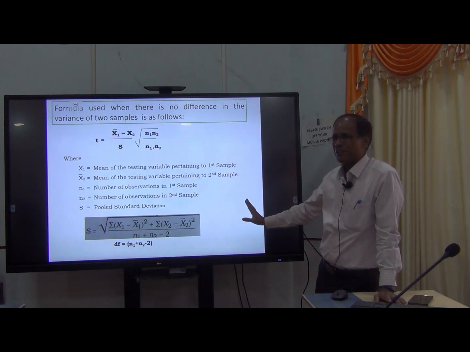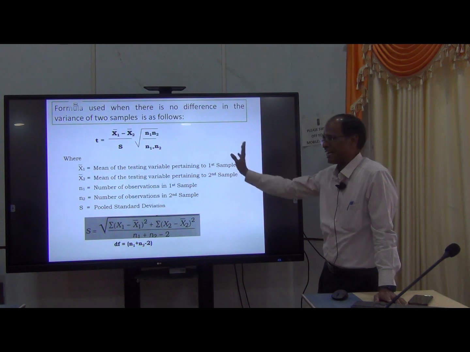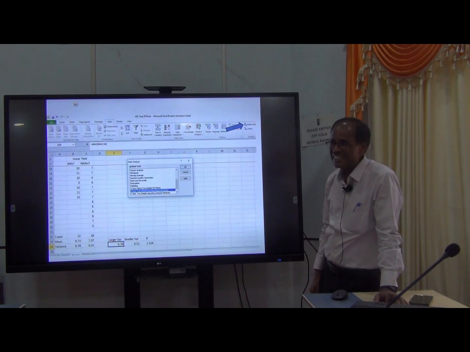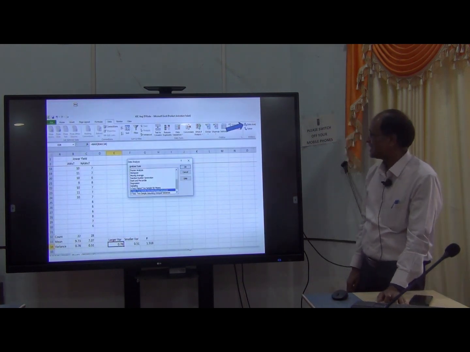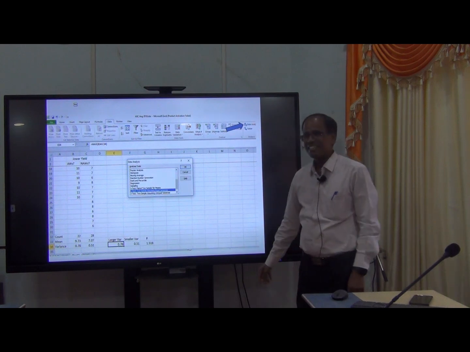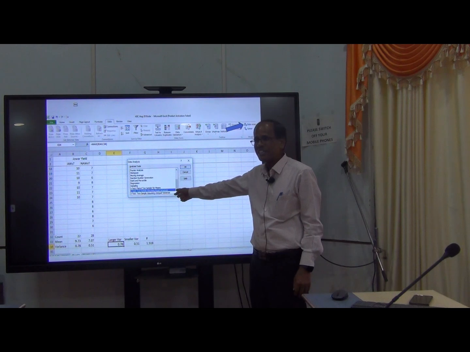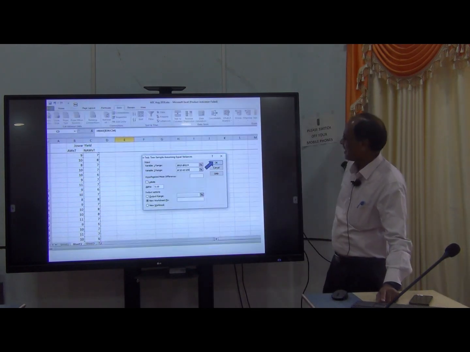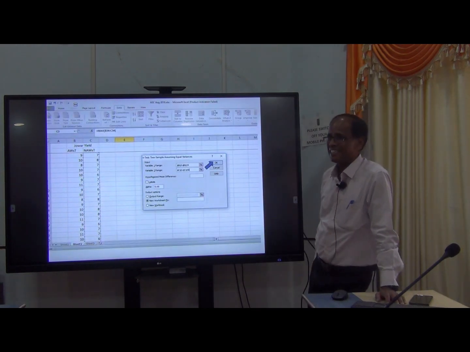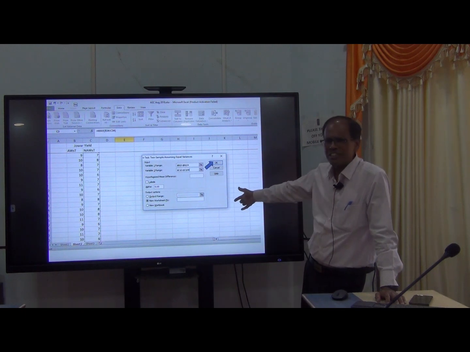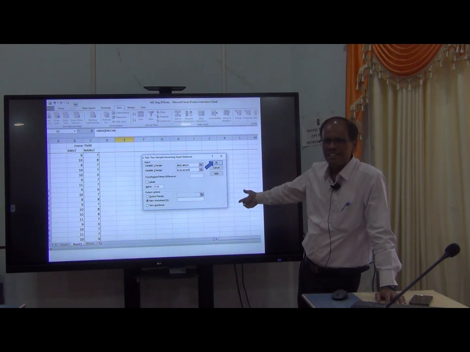You have to know the degrees of freedom, calculate it, take the square root. It involves a lot of things. But you need not worry, you are a fortunate generation. Go for Data Analysis and t-Test: Two-Sample Assuming Equal Variances, and give OK. It will ask for the data range, where one sample is and where the other sample is. Give that range. If you follow this, I can share this slide.